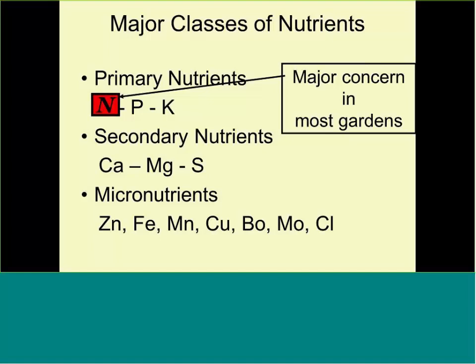Nitrogen is your major concern. Nitrogen is for leaves, for green. Anything that you're growing that's green, you need nitrogen. So N is for leaves. A major concern because nitrogen moves with the water, very water soluble.